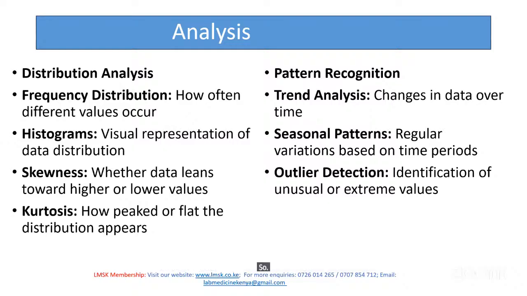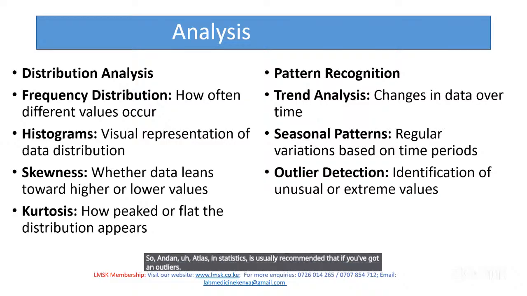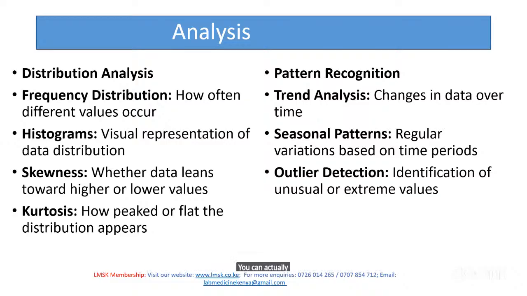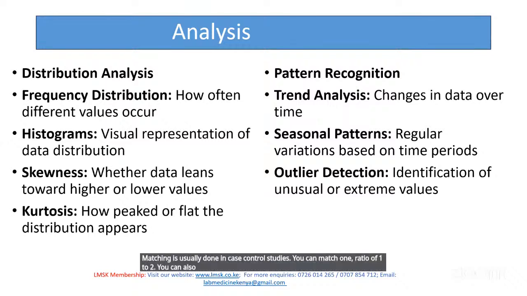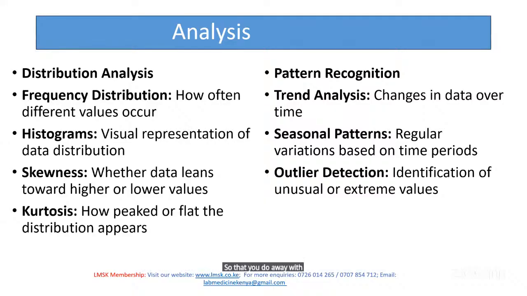Under outliers, in statistics, it is usually recommended that if you've got outliers, you can use what we call matching. You can also do stratification. Matching is usually done in case control studies. You can match at a ratio of 1 to 2. You can also use randomization or stratification so that you do away with outliers.